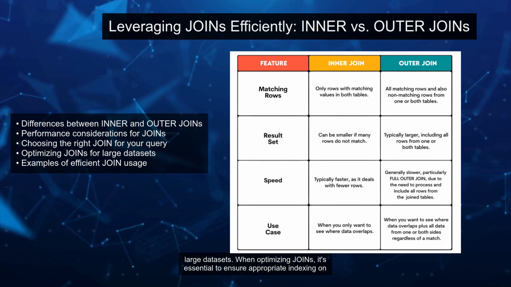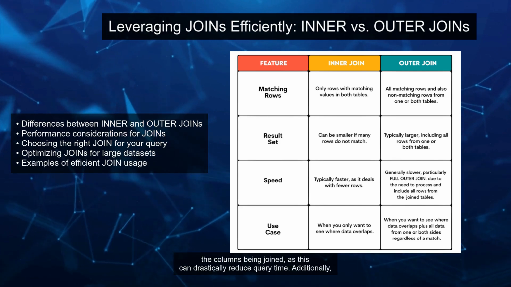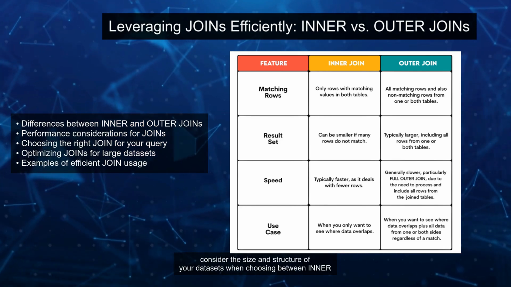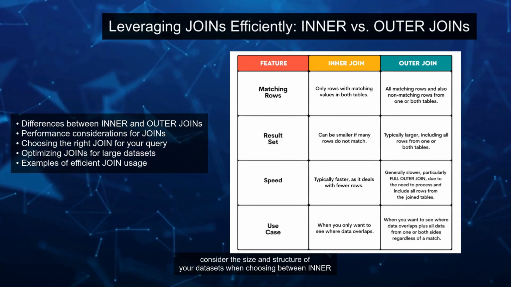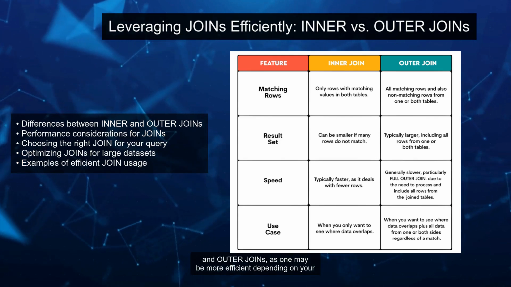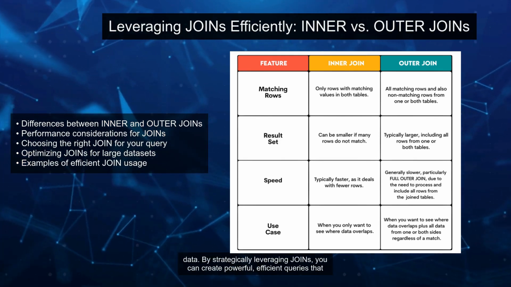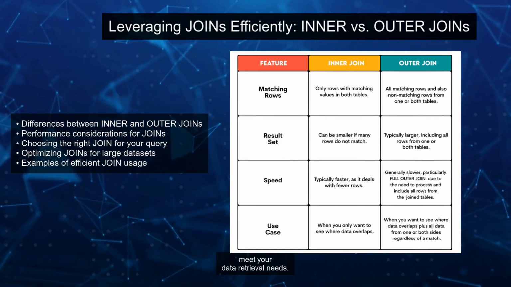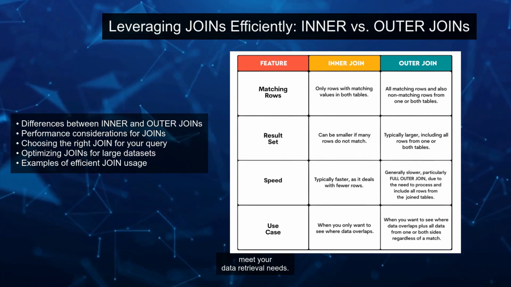When optimizing joins, it's essential to ensure appropriate indexing on the columns being joined, as this can drastically reduce query time. Additionally, consider the size and structure of your datasets when choosing between inner and outer joins, as one may be more efficient depending on your data. By strategically leveraging joins, you can create powerful, efficient queries that meet your data retrieval needs.